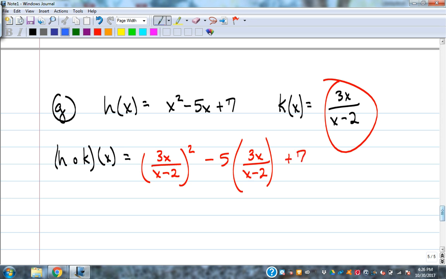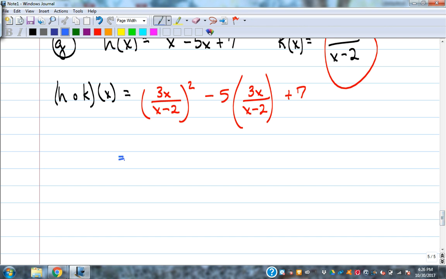Little rational equation work here. If I square a fraction, that means I square the top and the bottom. So that's going to give me 9x squared up top. On the bottom, I'm just going to write it as x minus 2 squared, because it's not going to really help me to multiply it out and make a trinomial out of it. And then on the next piece, that'd be negative 15x over x minus 2, and then 7.